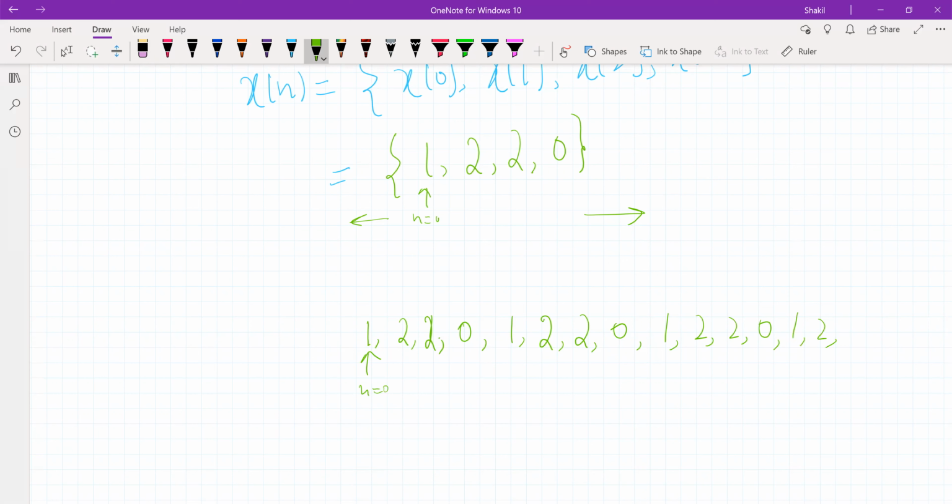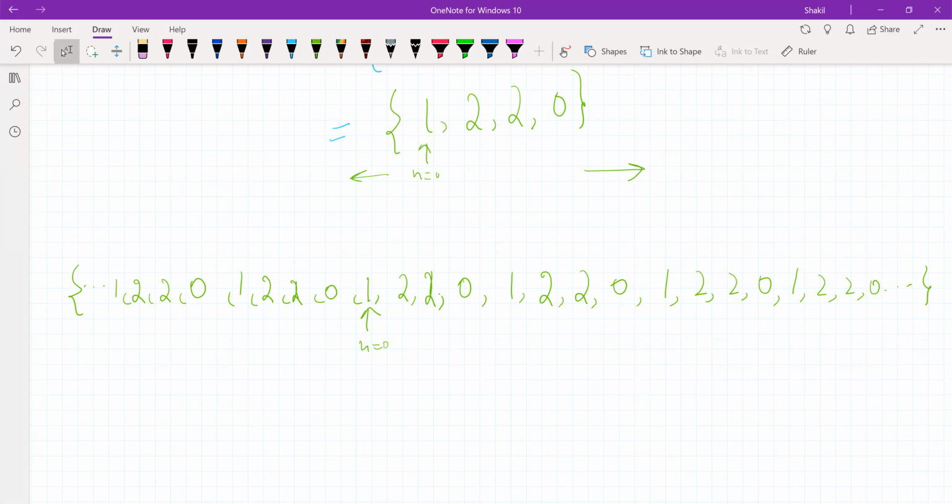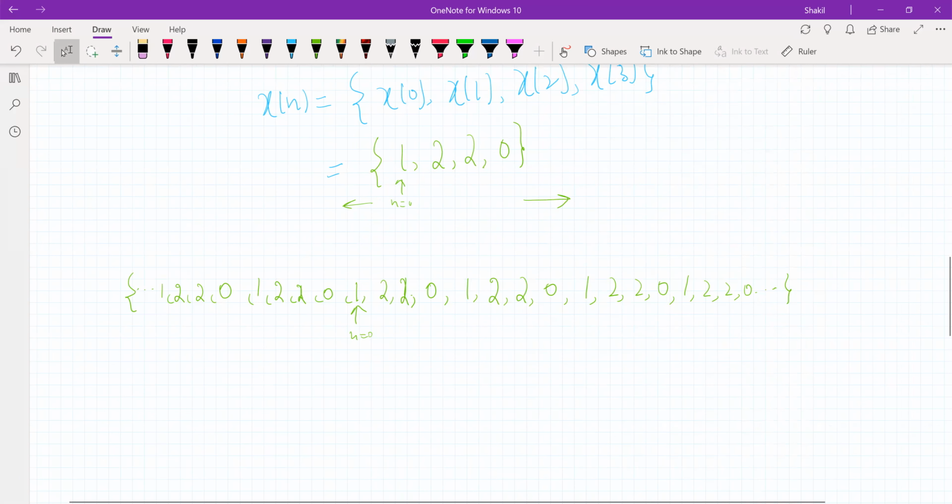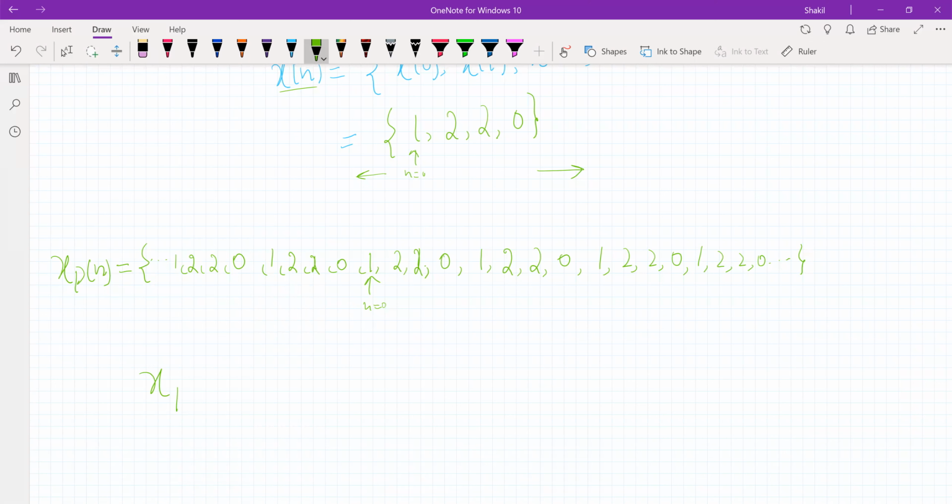So I'm extending this sequence on both sides, and the same thing we will do on the right hand side. Sorry, left hand side. So now we have an infinite duration of the sequence, and we call this the periodic extension of the sequence. We write it xp of n. What is xp of n? It is the periodic extension of x of n, on both sides. Now what we'll do, we will give a linear shift to this sequence by 1.